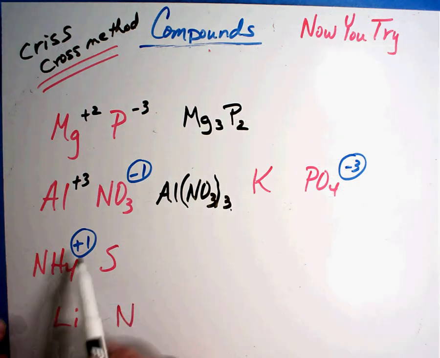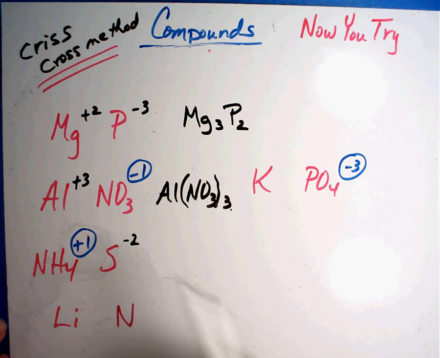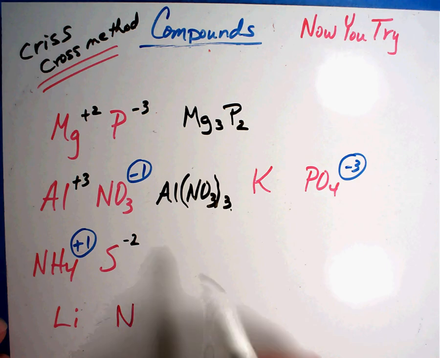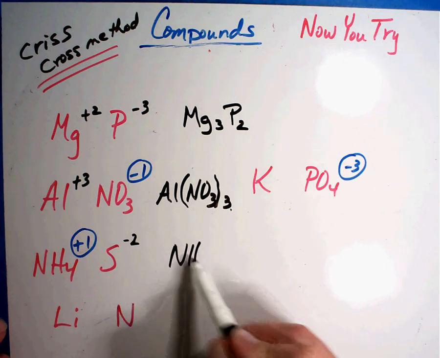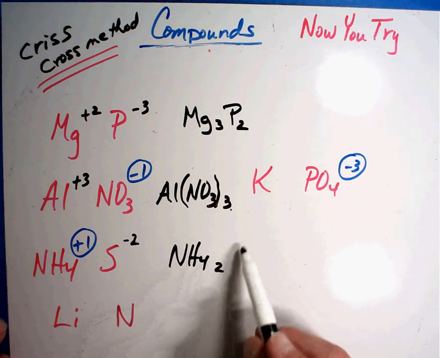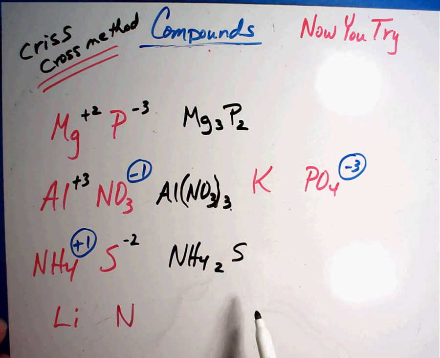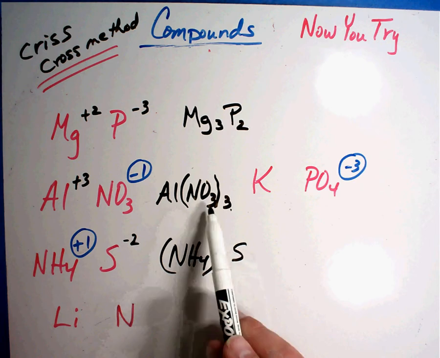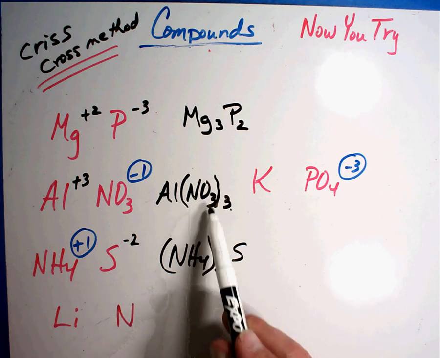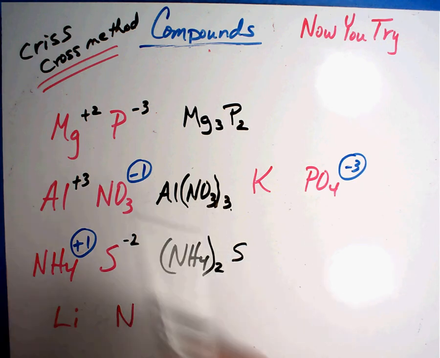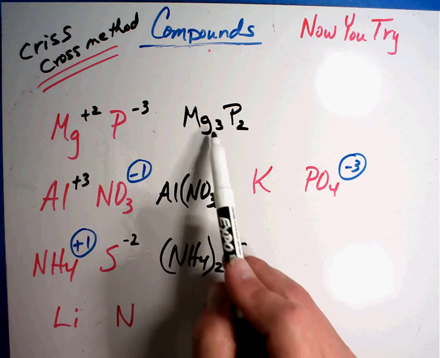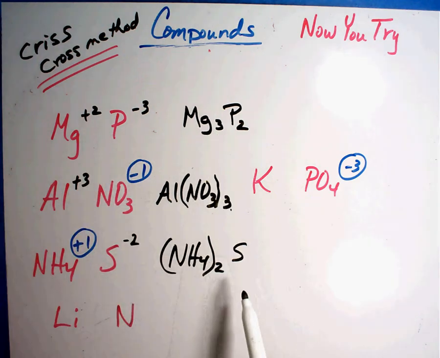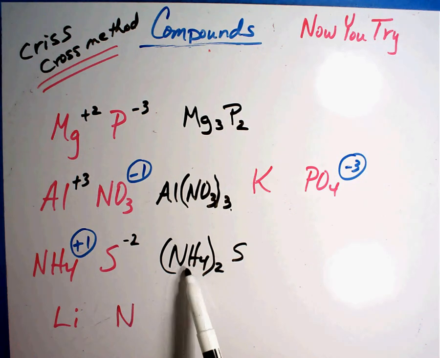NH4 is a +1. I gave you that polyatomic ion. Sulfur on the chart's a -3. Excuse me, -2. When you switch them, you get NH4 2S1. Oh, extra number. Put it in parentheses. Notice, the only time I ever put parentheses is around groups. Those are singles, so I don't put parentheses. Parentheses only around groups. This one's called ammonium sulfide.